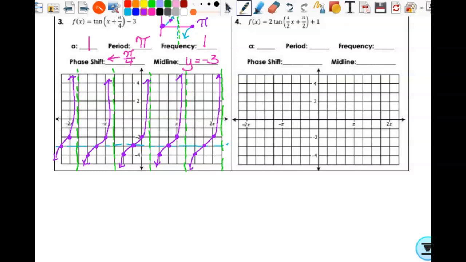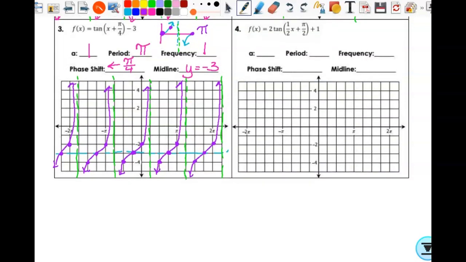Do I need to factor in number 4? Yes, I do. So this is going to become f of x is equal to 2 times, no, I don't need parentheses here, tangent of 1/2 times x plus what? Pi, good. Let's close, plus 1. All right, so now that I've done that, then I can do the rest.